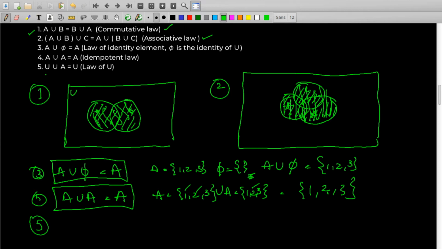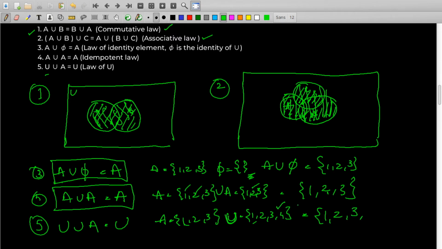And then we have the last property of union, which is with the universal set: universal set union A is equal to universal set. So A is {1, 2, 3}, and if we say the universal set is {1, 2, 3, 4}, then obviously A is a subset of the universal set, as we know. Every set is a subset of the universal set, and 1 is there in both places. So we take one instance of 1, one instance of 2, 3, and 4 is here in the universal set. So we got the universal set again, right? That proves that universal set union A is again the universal set.